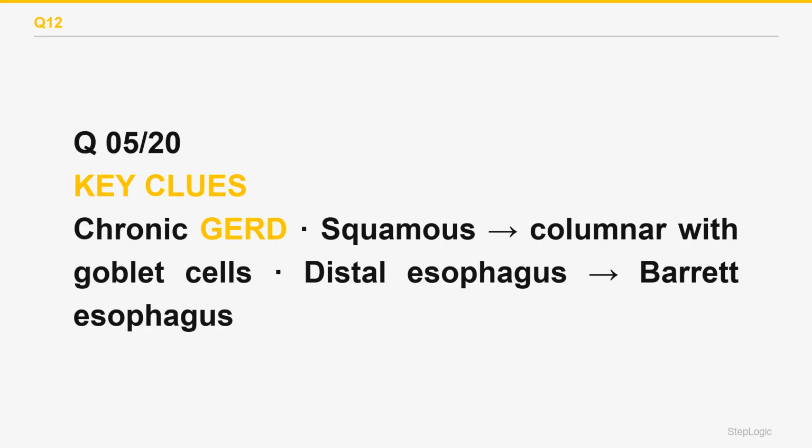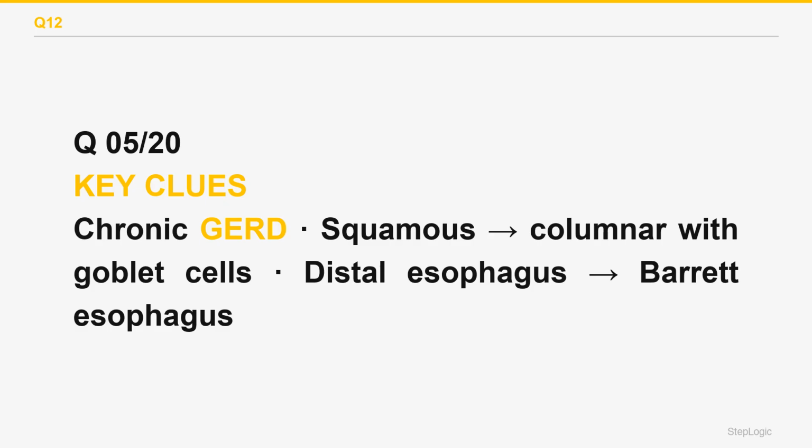Chronic acid reflux from GERD repeatedly injures the normal stratified squamous epithelium of the distal esophagus. In response, it undergoes metaplasia, switching to a more acid-resistant columnar epithelium containing goblet cells, like intestinal lining. Metaplasia is an adaptive, reversible change of one cell type to another.